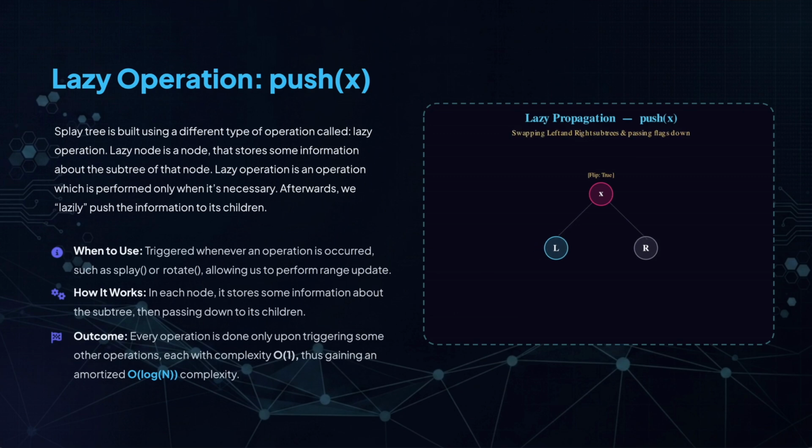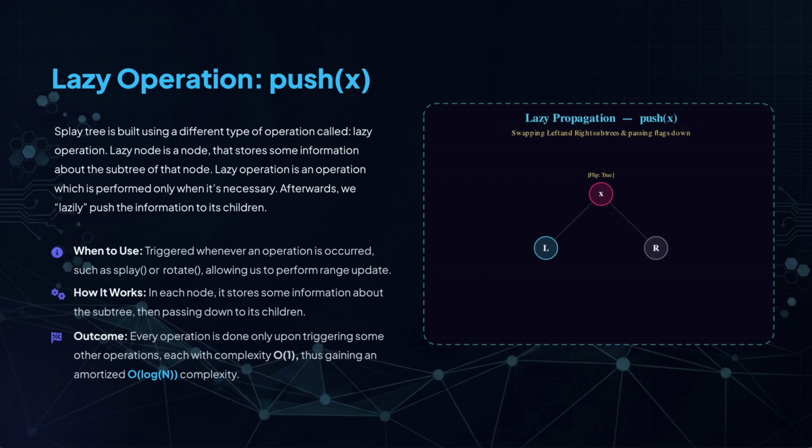So what exactly is a lazy operation? As we discussed previously, in the context of computer science, a lazy operation denotes an operation done only when it's necessary and done as a subroutine or sub-operation of another operation. Lazy node is a node that stores some information about the subtree of the node. Lazy operation is an operation which is performed only when it's necessary. Afterwards, we lazily push the information to its children. So in the context of the Splay tree, whenever we have an update pending regarding the structure of the tree, we store them in the lazy node.